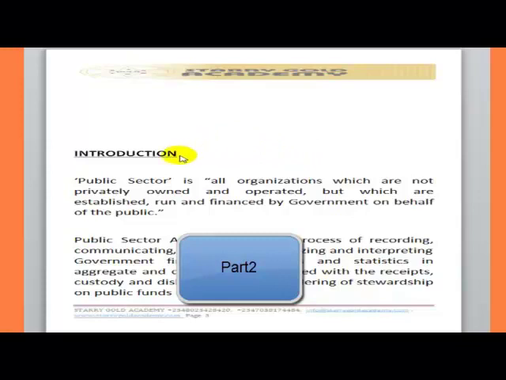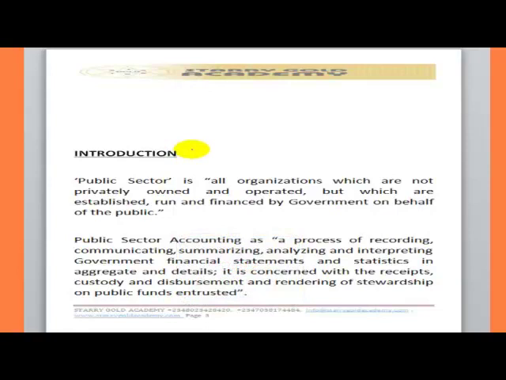As we said earlier, we're looking at the introduction to public sector accounting and finance. The first thing we're going to look at is to understand what is public sector. What is public sector? We are saying here that public sector is all organization that is purely or totally controlled by the state or government of the country.